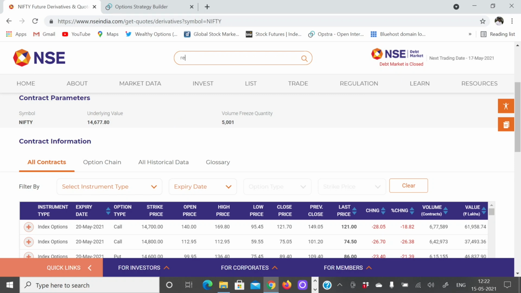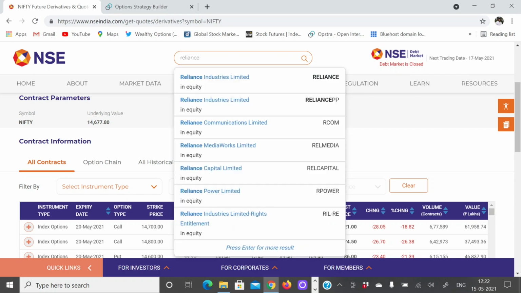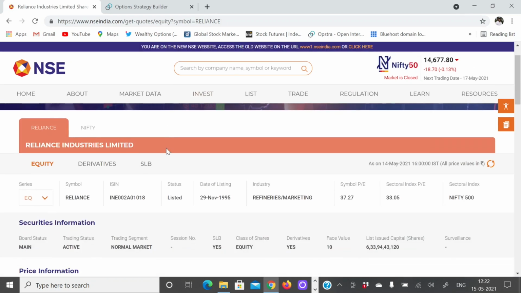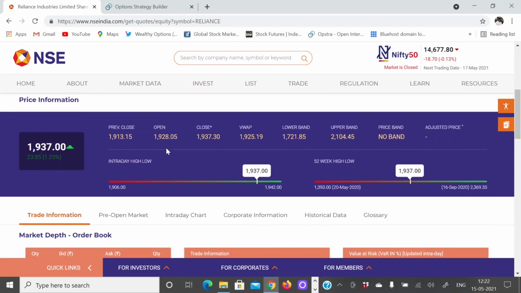Now let's look at a stock as well. I'm just taking Reliance as an example. As you could see, Reliance is currently trading at 1937 rupees. So this 1937 is nothing but the spot price of Reliance.